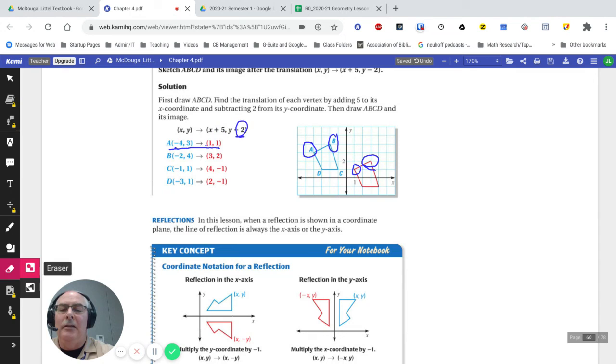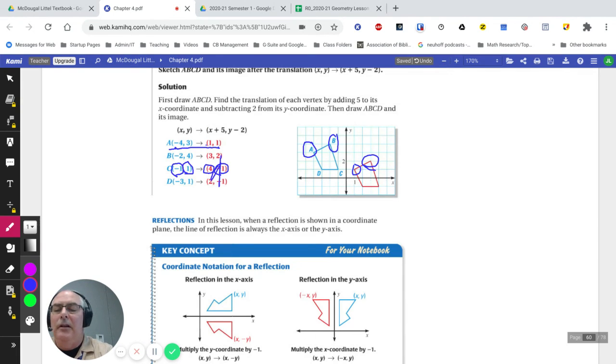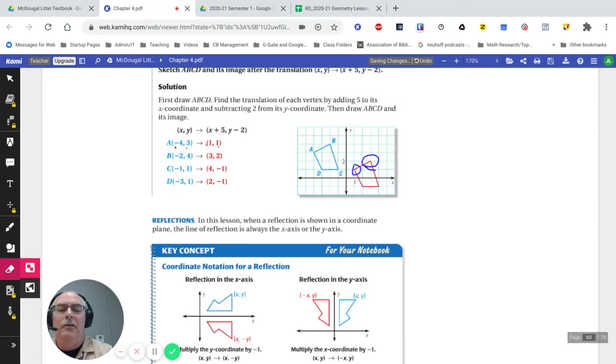I can see, does this work for every vertex? Well, when I add 5 to -1, I get 4. When I subtract 2 from 1, I get -1. And so I can see that I have set up my translation coordinate information correctly.